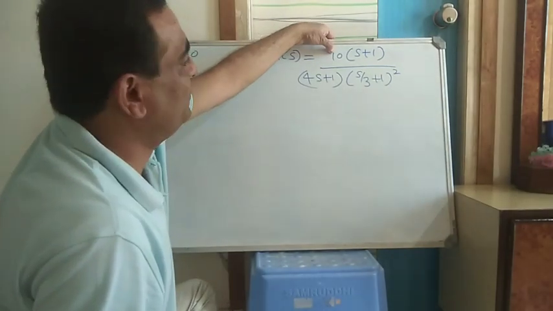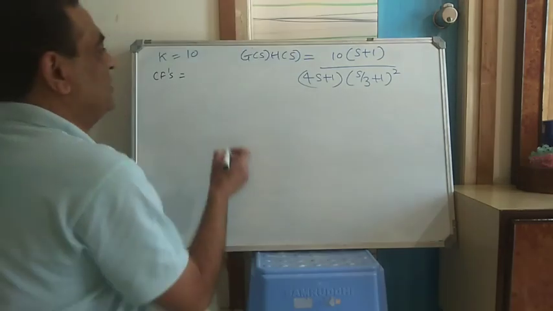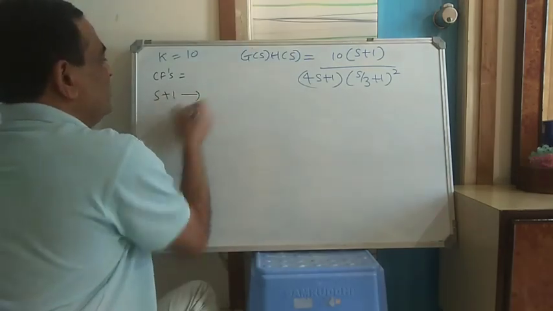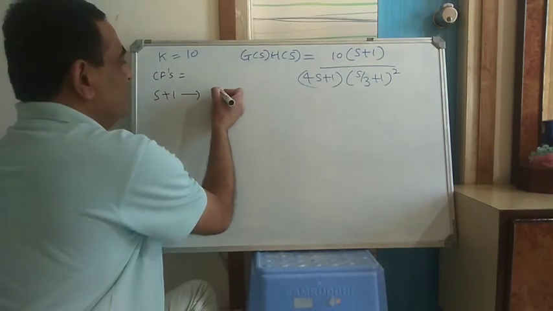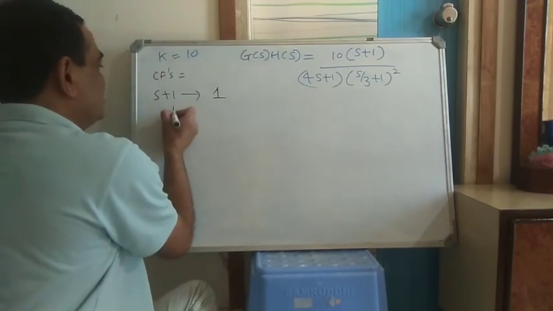There is no corner frequency for 10. The corner frequency for s plus 1 term is 1 by tau. 1 by tau is 1, so 1 by 1 is 1. Then what about this term?